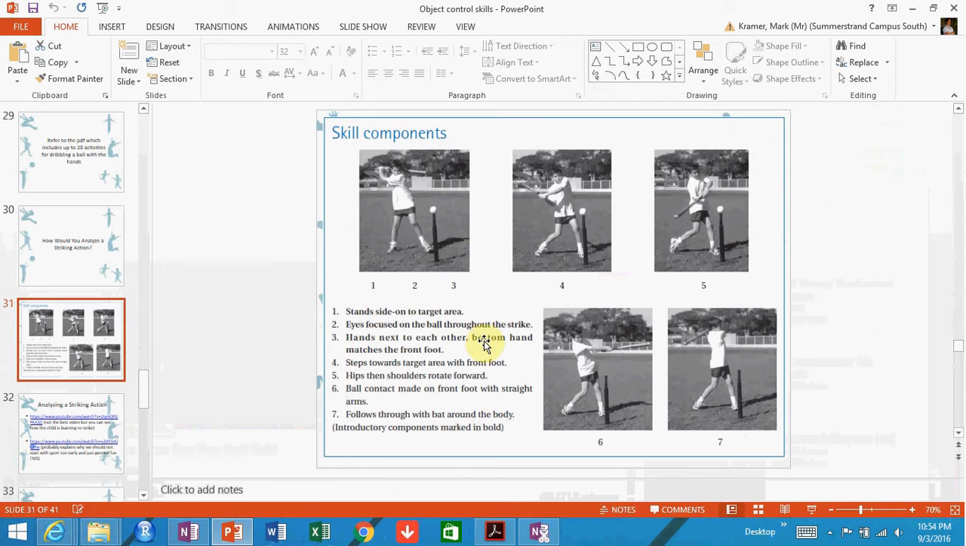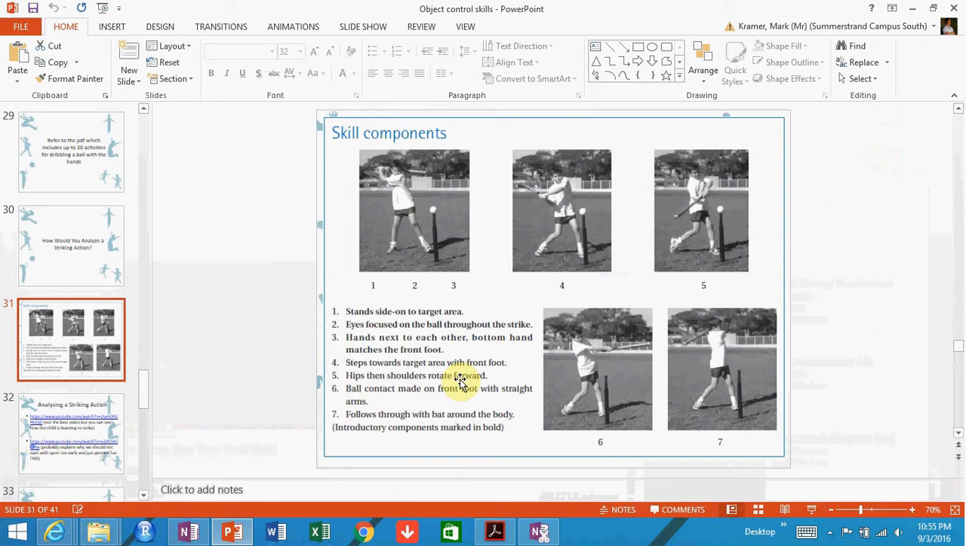Hands next to each other. Bottom hand matches the front foot. If you look at the picture, the bottom hand matches the front foot, so front foot and bottom hand at the bottom of the bat. Okay, steps forward towards the target with the foot. Those children did not step forward with the foot, they actually just stood still altogether.